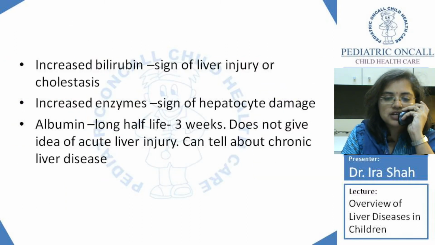If we have an increased bilirubin, it tells us there is a hepatocyte injury or there is cholestasis. If there is increased SGOT, SGPT, hepatocyte damage. Albumin is low. Albumin has a long half-life, 3 weeks, so it suggests more of chronic liver disease.